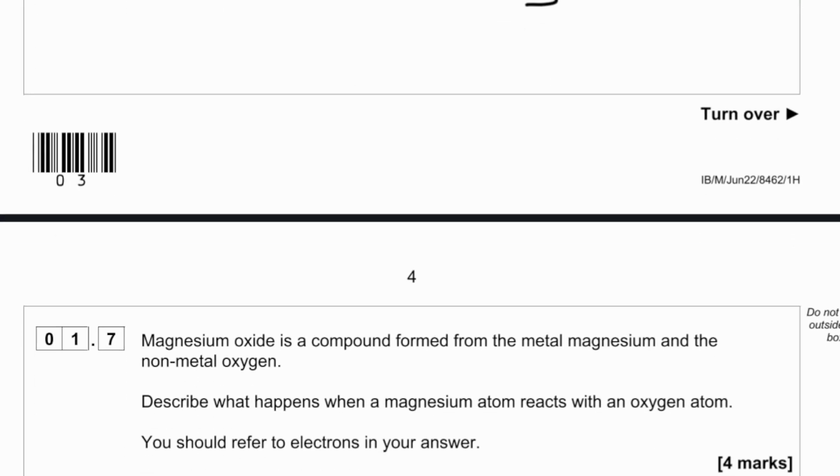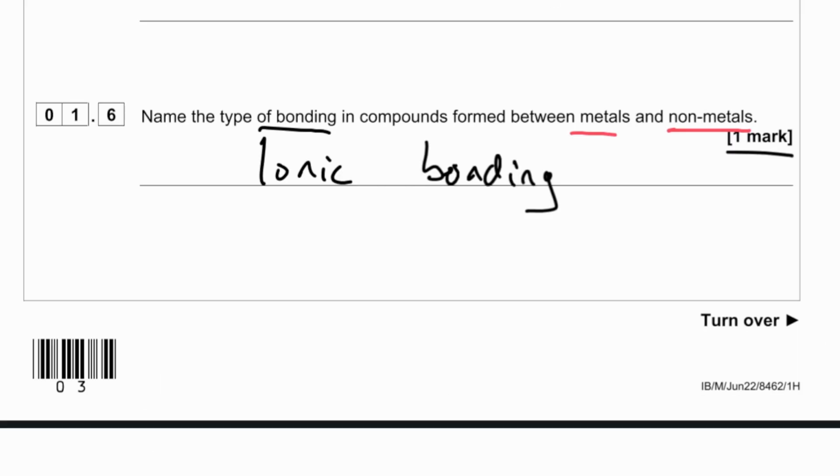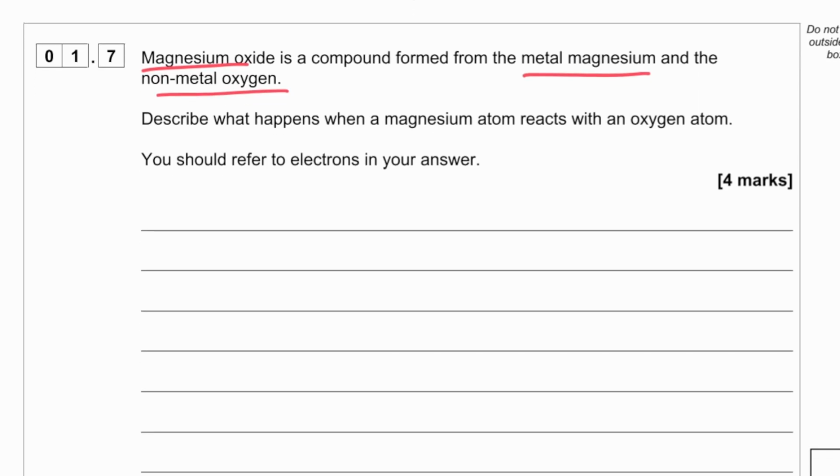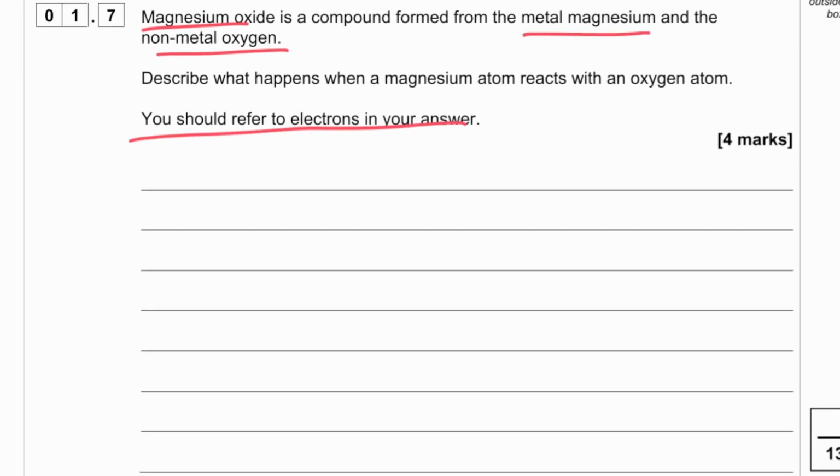Okay, now for the next question, you can see that they've basically linked the previous one. So here we're asked for the type of bonding when you bond a metal and non-metal. Then they give us an example. So now you have magnesium oxide, which is made from the metal magnesium and the non-metal oxygen. Describe what happens when magnesium atom reacts with an oxygen atom. And once again, we're told to refer to electrons in our answer.